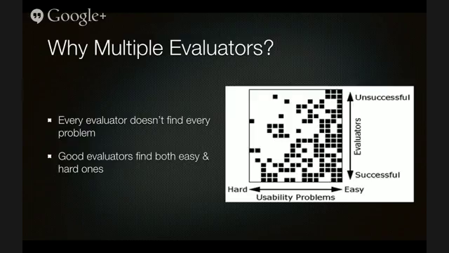This chart is crazy. I think it was in your reading? Yeah. Hopefully you understand what I'm talking about here, but this is bad evaluators versus good evaluators, and this axis is easy to find versus hard to find usability problems.